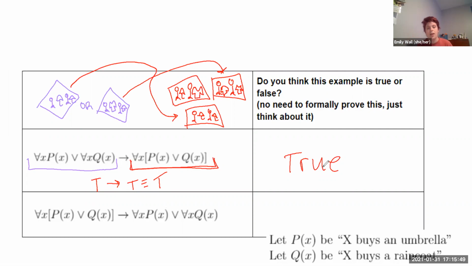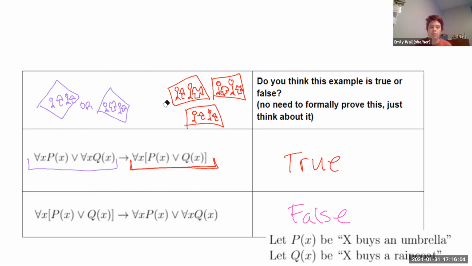Fantastic. Now, I said one is true and one is false, so take a wild guess at what the next one's going to end up being. Yes, it will be false, but why? Well, let's see. These three boxes drawn up in red are the three cases where this statement down here would be true. And then the boxes in purple are the two cases where this statement on the right would be true.